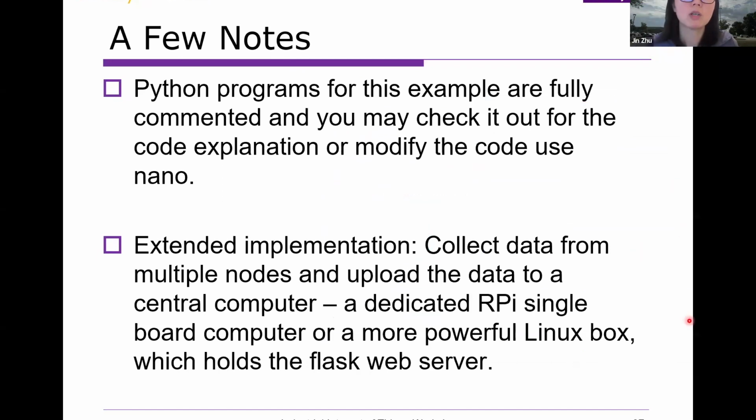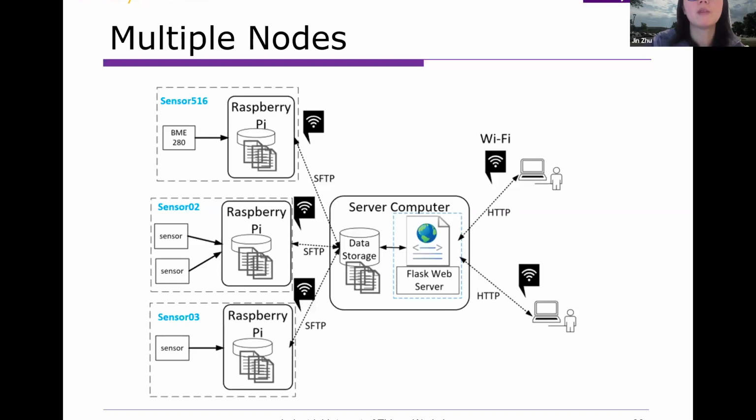Okay, so if you want to have multiple nodes uploaded to a central computer or a dedicated Raspberry Pi, you can also do this. In that case, you could implement one of them. You could connect through, for example, a secure file transfer protocol, SFTP. That's also possible. That way, you could put all the data into one single computer.